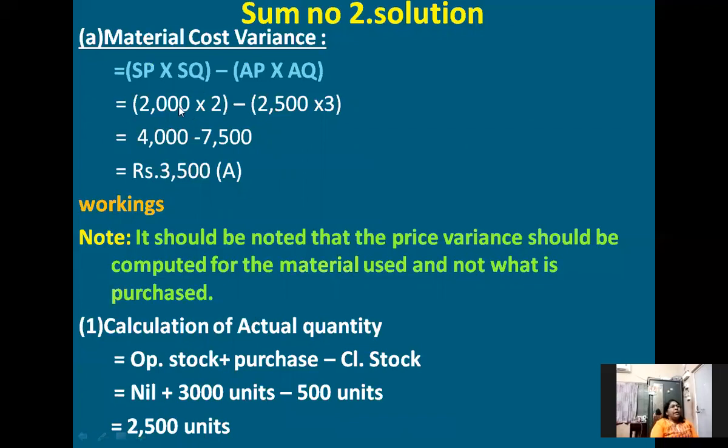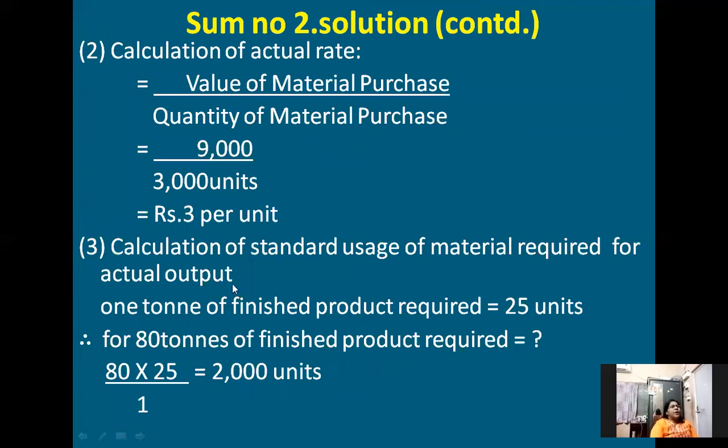Next, I need to calculate the standard quantity. How did I calculate 2,000? Now look at the next working. The next working I made here is the price per unit. Already I explained when I started reading the problem itself how I calculate the actual rate.